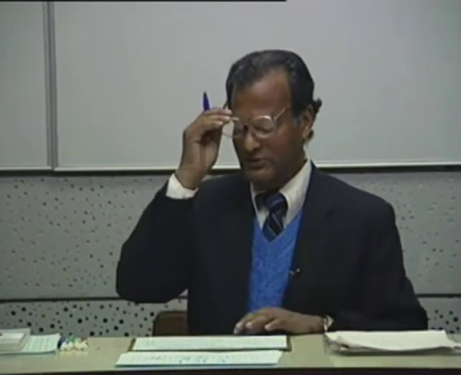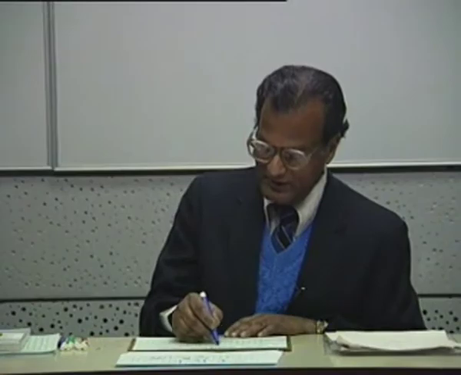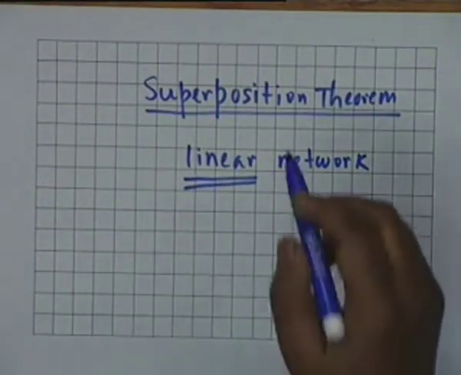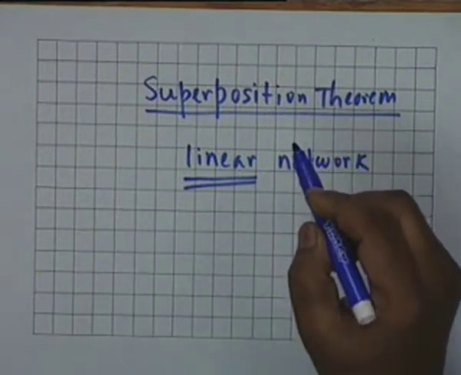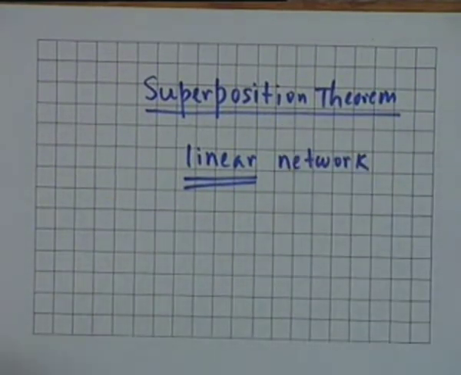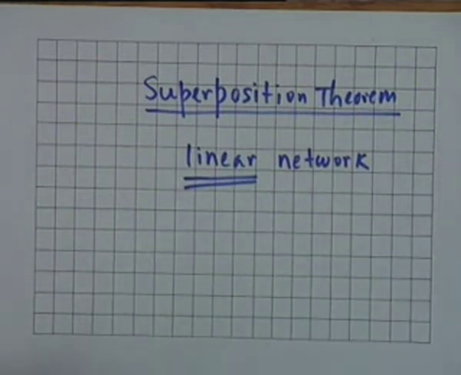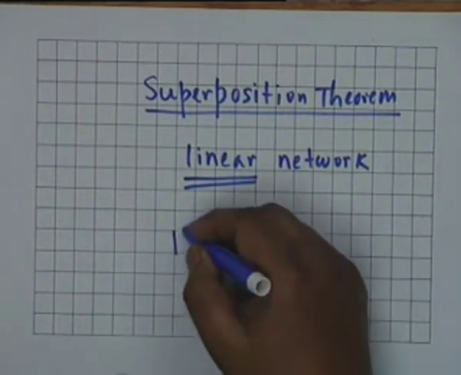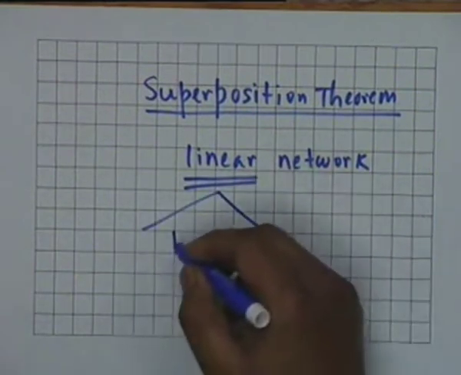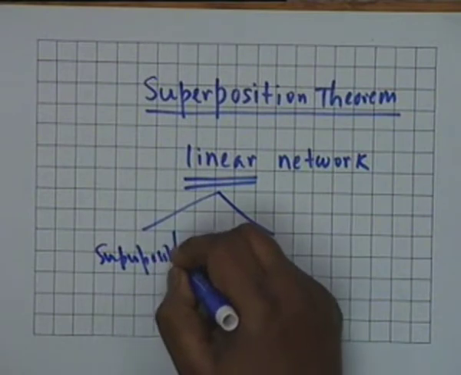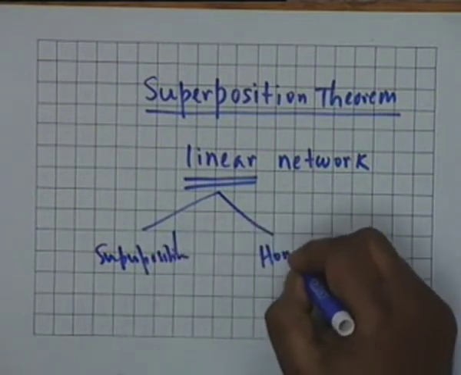The most important thing to be remembered about the application of this theorem is that the network must be linear. Superposition in fact is a consequence of linearity. As you will see later, linearity implies two principles. One is superposition and the other is homogeneity.